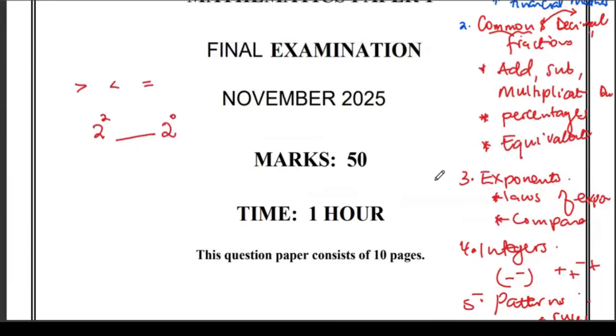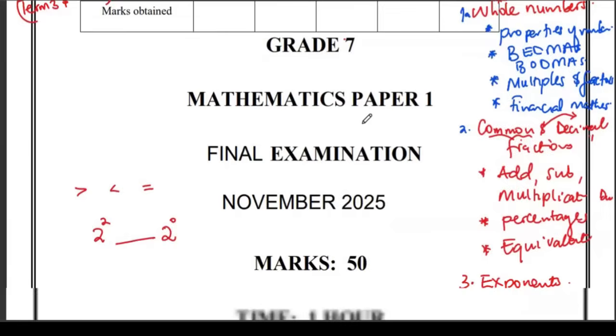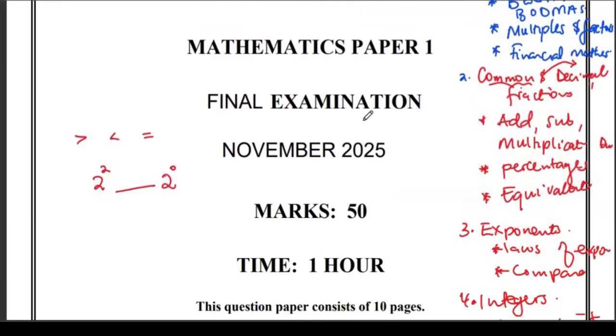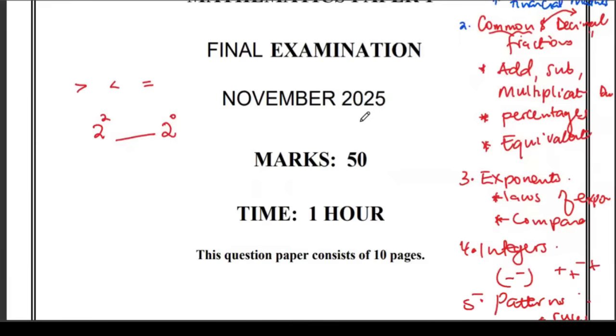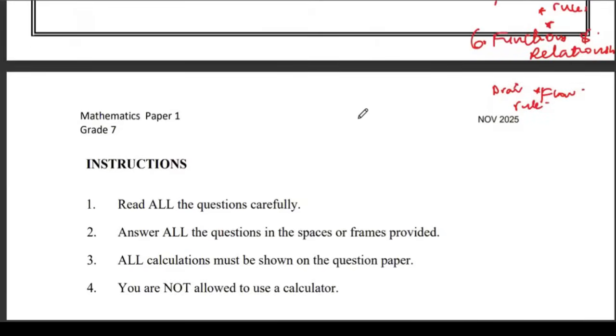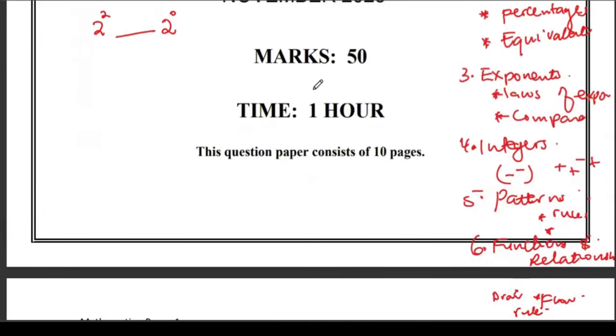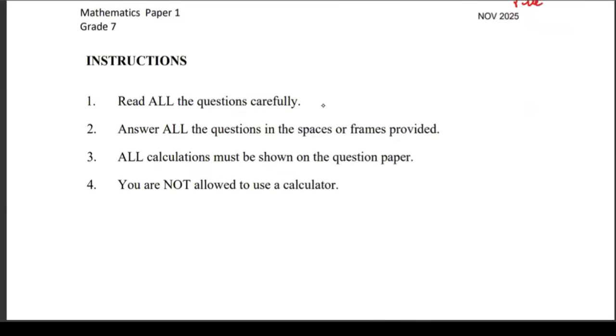We shall go over the topics of paper 2 when we are going over paper 2 as a revision. I'm going to use this final paper for November 2025, just to prepare ourselves. It's not a paper that is coming, but we can use it just for revision purposes. It's a 50-mark paper for 1 hour. So we need to also train ourselves how to manage the time that we are given. Some people will give you 1 hour, others will give you 1.5 hours, depending on it. So we need to read the questions carefully, answer all the questions in the spaces.